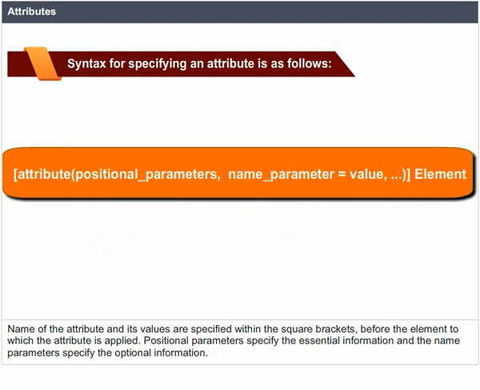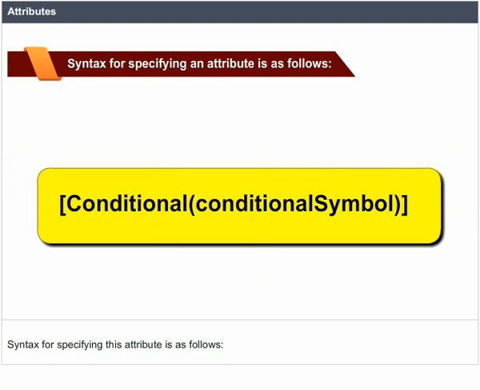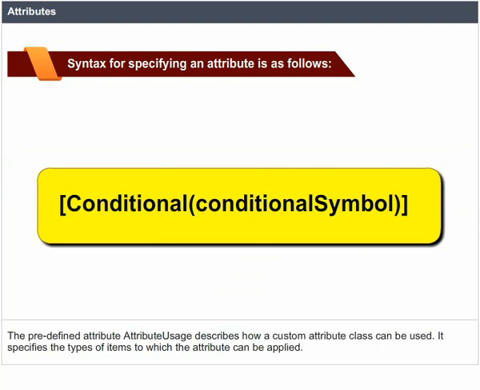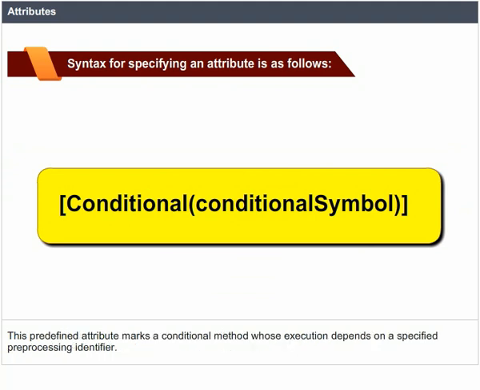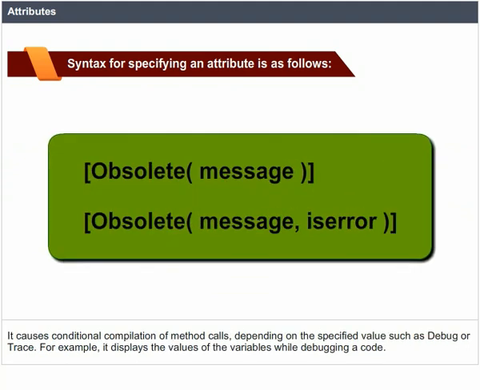The predefined attribute AttributeUsage describes how a custom attribute class can be used. It specifies the type of items to which the attribute can be applied. The Conditional predefined attribute marks a conditional method whose execution depends on a specified preprocessing identifier. It causes conditional compilation of method calls depending on the specified values such as Debug or Trace. For example, it displays the values of the variables while debugging code. Syntax for specifying this attribute is as follows.